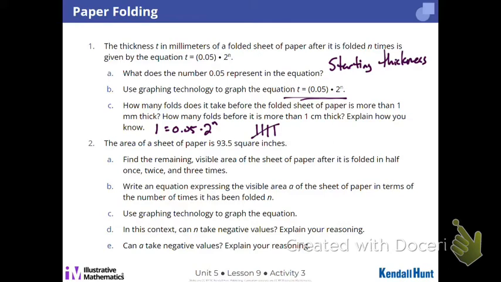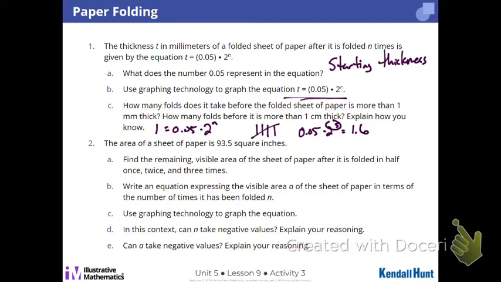There we go. So, you guys, if you did 0.05 times 2 to the 5th, we get 1.6. If I only did it 4 times, it'd be 0.8. So I need that 5th fold. Sweet. Now, it took 5 to get to 1.6.